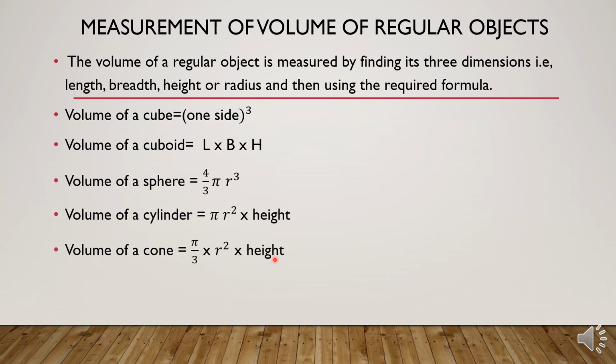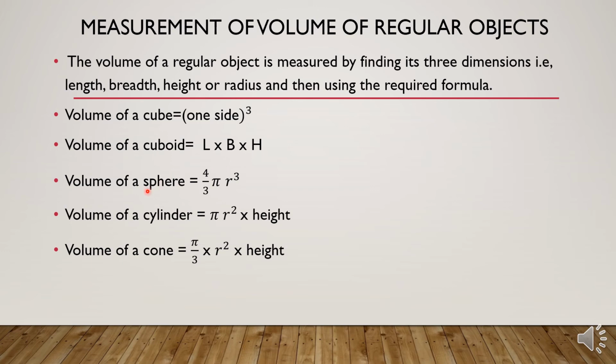Okay children, the volume of the cube is equal to one side cubed, because all the sides in the cube are equal in length. The volume of a cuboid we can measure as L multiplied by B multiplied by H, because length, breadth and height are not equal in length.